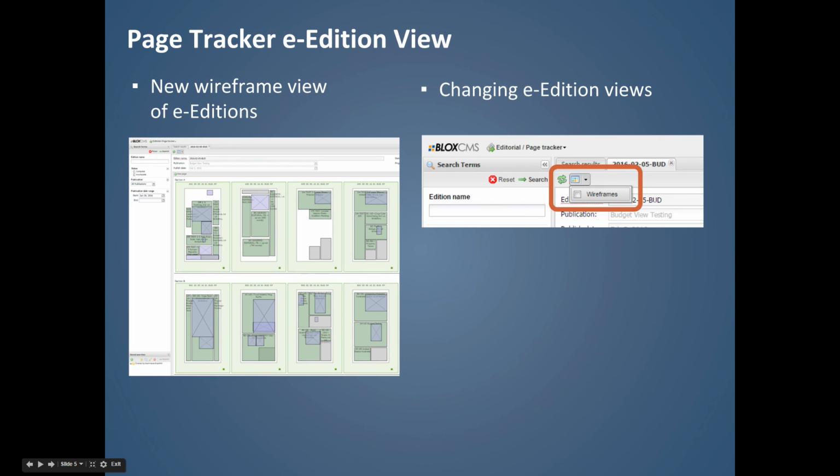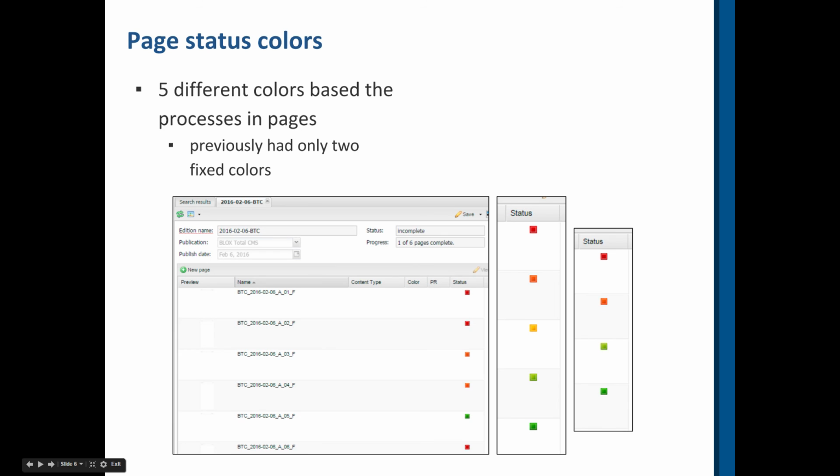If you want the wireframe view, you would click on that icon, hold the mouse button down, click wireframes, and that would put you in this wireframe view. Okay, also got a change here to some colors. So I'm going to back up a second.